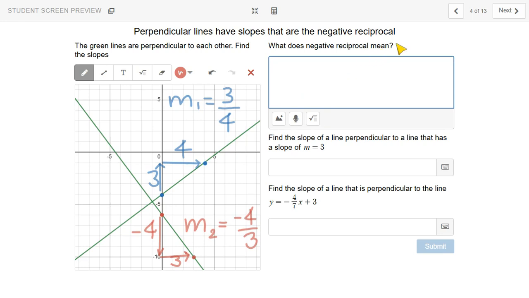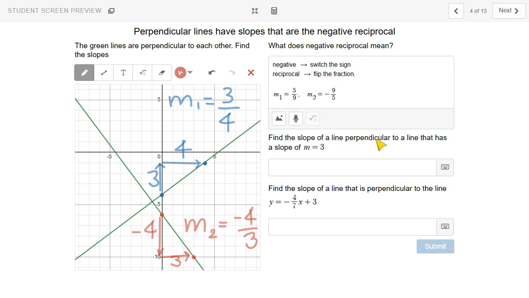So what does the negative reciprocal mean? The negative part of the negative reciprocal means switch the sign. Reciprocal means flip the fraction. So, for example, if my original slope was 5 over 9, my new slope of something that is perpendicular is going to be negative 9 over 5.